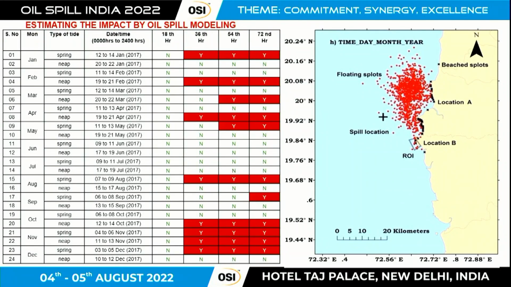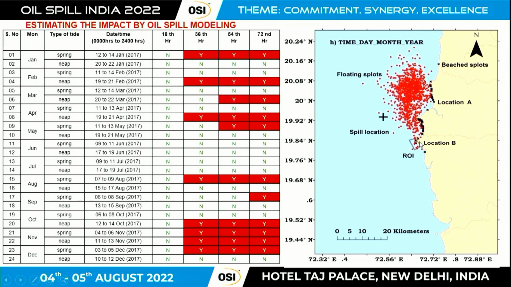I mean, you can estimate the impacts for a particular season or for a particular month. Here, I have done this for an entire year, from January to December for this calendar year. I have taken the spring and neap tide days, because during that particular time, the magnitude of the currents will be more. So hence, I have selected the spring and neap tide time.